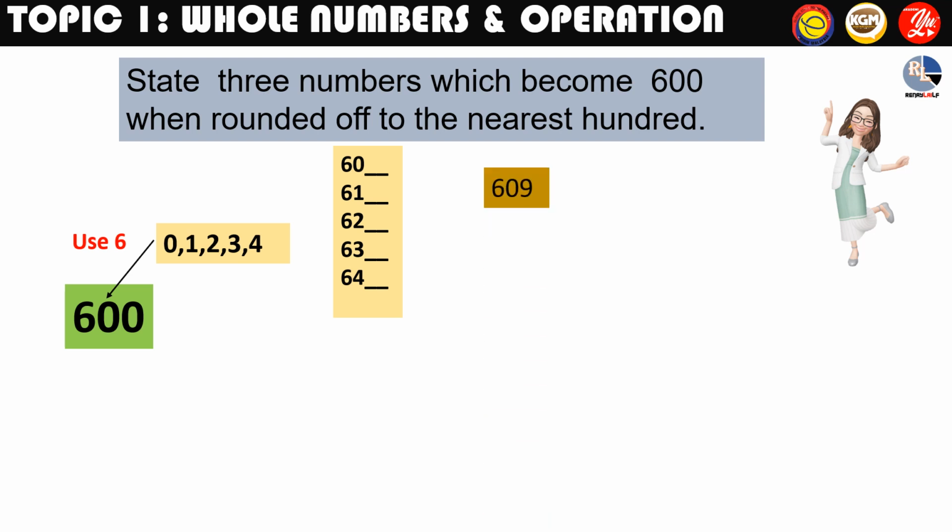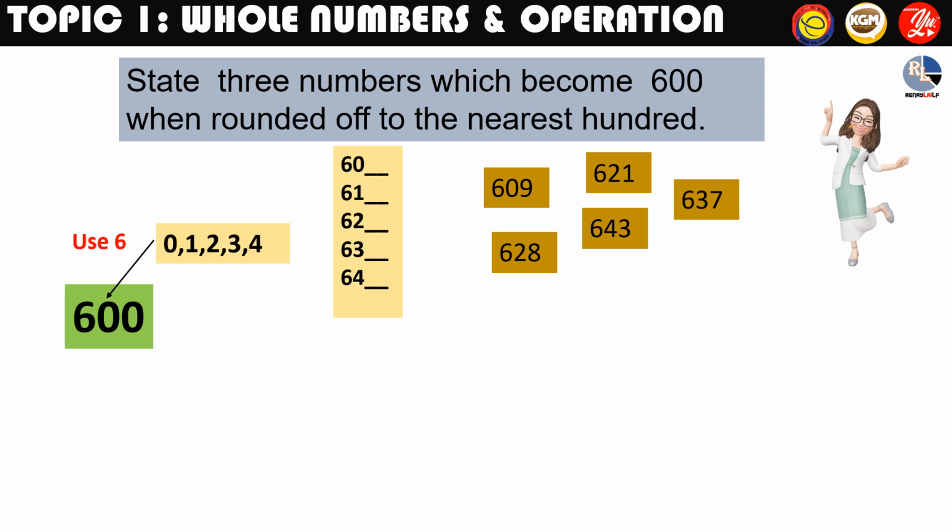So the numbers can be 609, 628, 621, 643, 637. So these are random numbers. So actually you can put numbers as 601, 602, 603, 604, 605. So there are so many numbers you can use. But make sure that the first 2 digits are supposed to be either 60, 61, 62, 63, or 64. Alright.